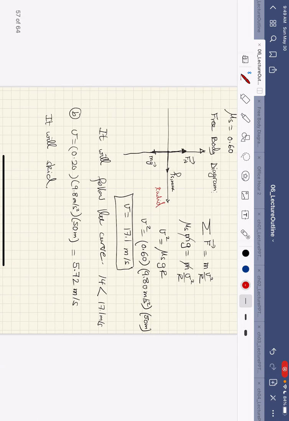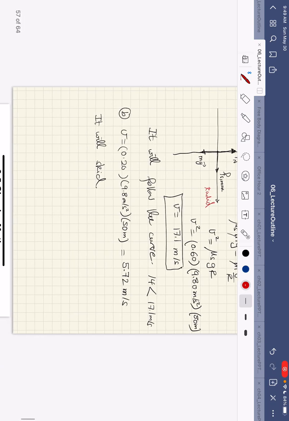Now, if the pavement is icy, then the coefficient of static friction is 0.25, and the maximum speed should be 5.72, and of course the car will apparently skid and is going to be difficult to control.